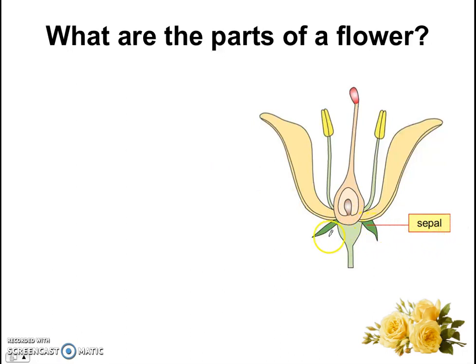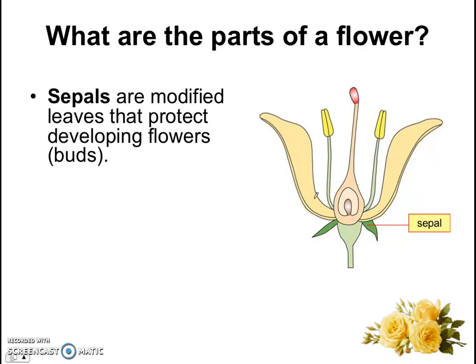But it is this circle of leaf-like structures at the bottom and the base of the flower, below the petals. Now the sepals are actually modified leaves, and they are there to protect the flower when it's developing. So you might have seen flower buds before, right? They are green in color, and these are actually the sepals. Eventually they will open up, and then the flower will emerge from there.